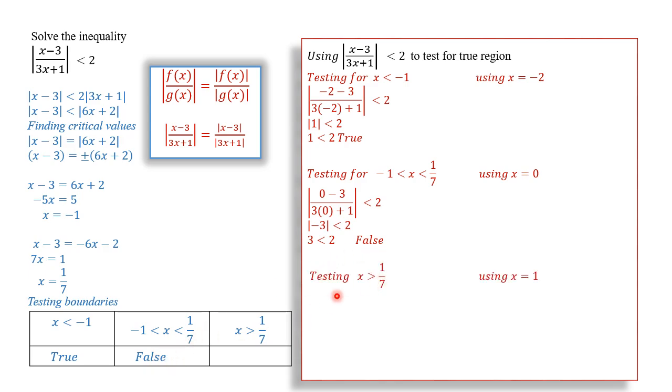Then we go to the next one. We are testing for x greater than 1 over 7. So we are going to use any number that is greater than 1 over 7. We can use 1. Right, so we are going to have 1 minus 3 over 3 times 1 plus 1, less than 2 here. So this will give us minus half under the modulus, less than 2 here.